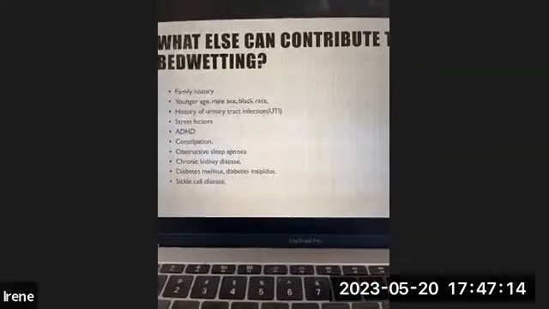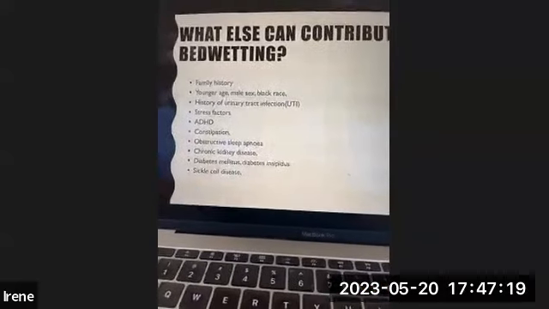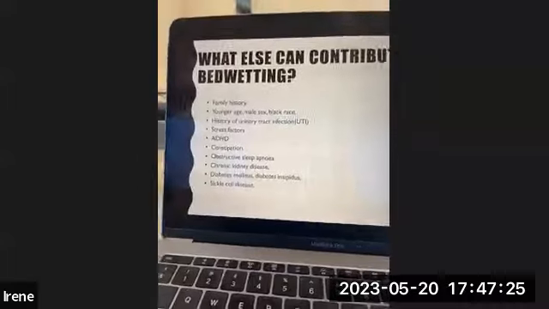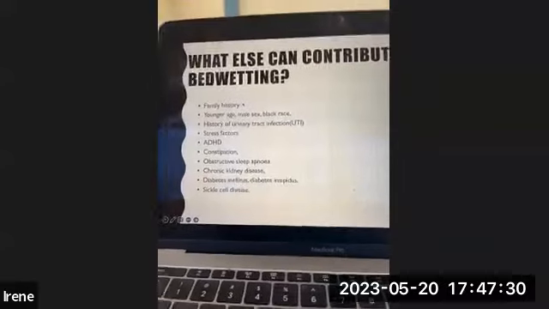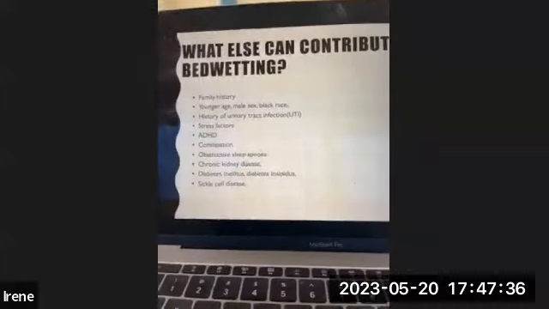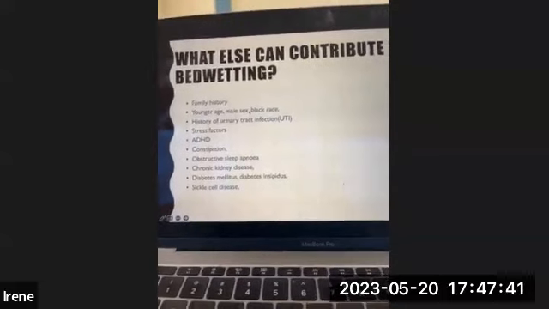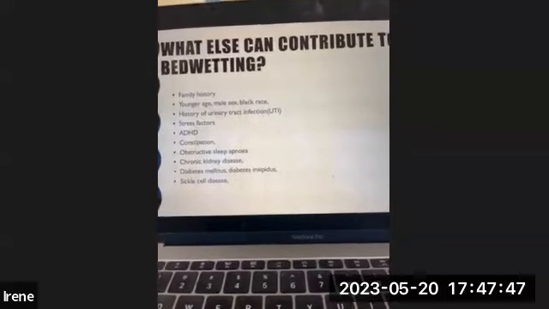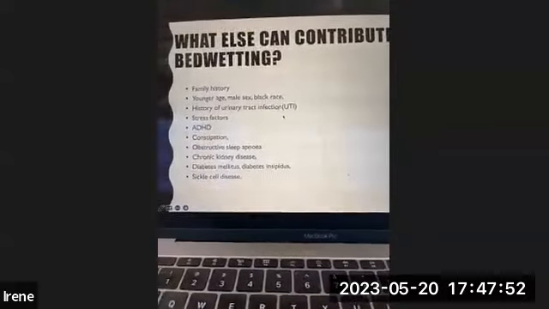We know that this runs in families, even though a lot of parents will not own up and tell you. If you talk to them privately, they'll confide in you and let you know that they were wetting till they were 15 or 16. So bedwetting runs in families. And as I mentioned, the younger the age, the more likely the child will wet. It has also been found that the male sex is a risk factor for bedwetting, and then black race as well.